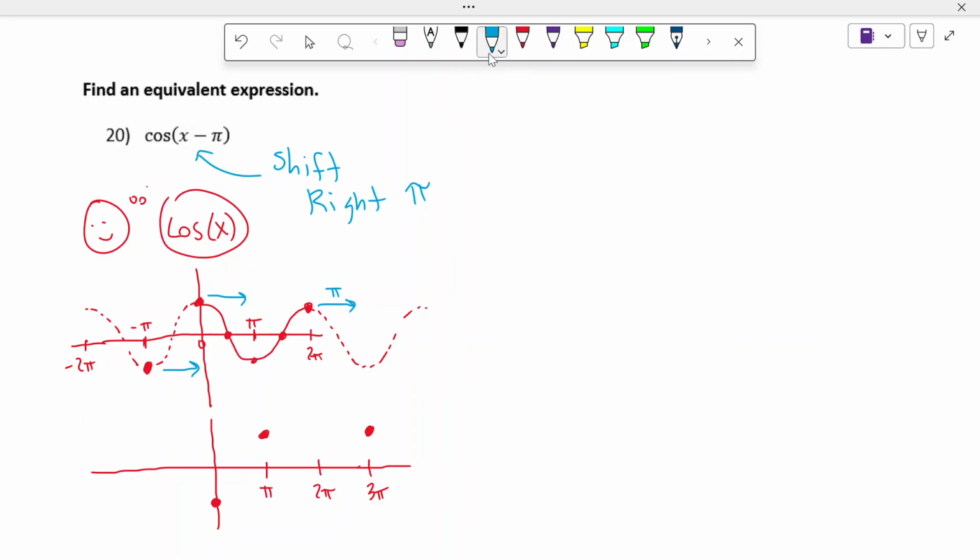Let me move another point here. This one is halfway to the negative pi. If I move it a full pi, remember we're shifting it a full pi to the right, that means it's going to go half a pi and then another half a pi to be a full pi. So this 0 here moves over to this spot. So it's actually going to be right here. Notice the 0 moved to the 0 on the x-axis. In fact, this 0 here would move over to this 0 right here on the x-axis.